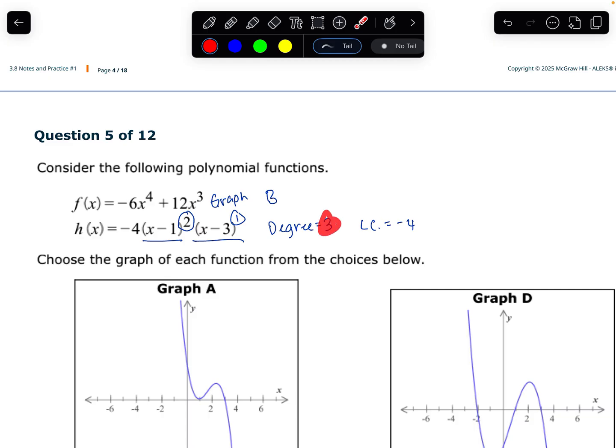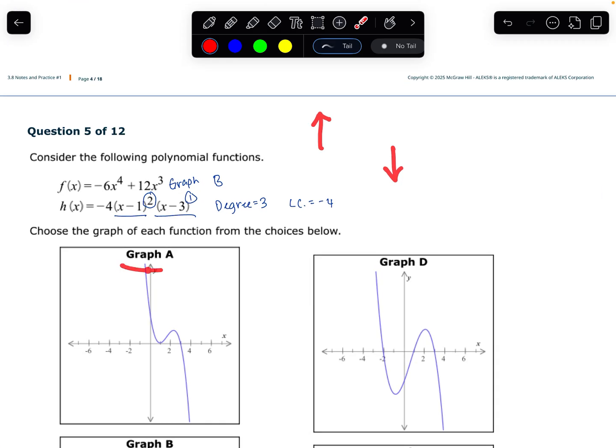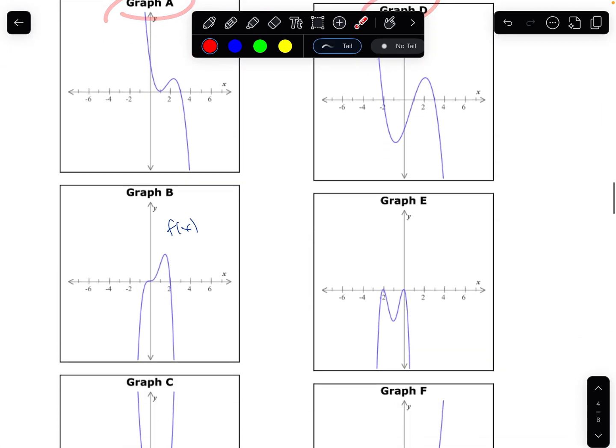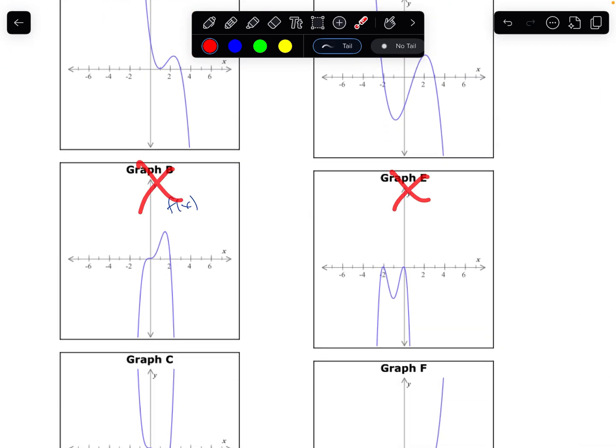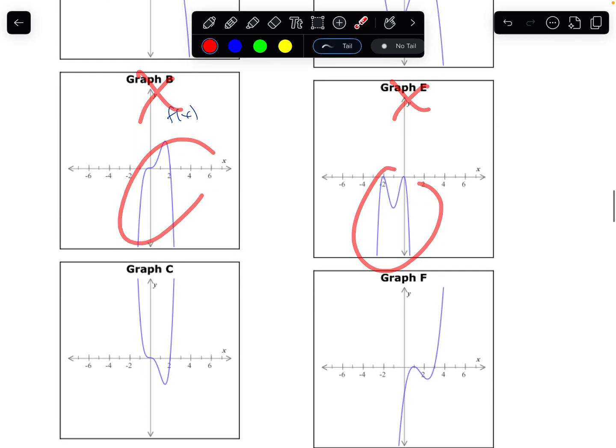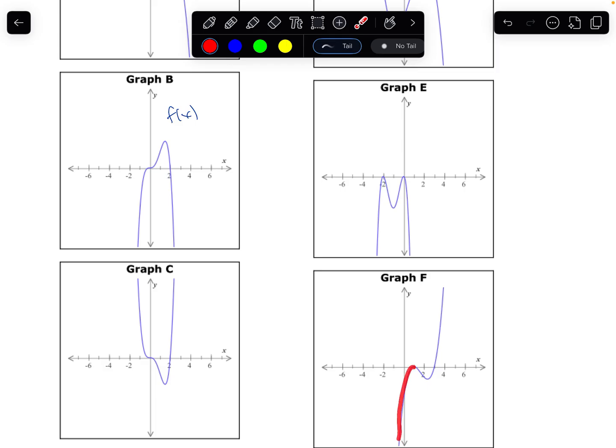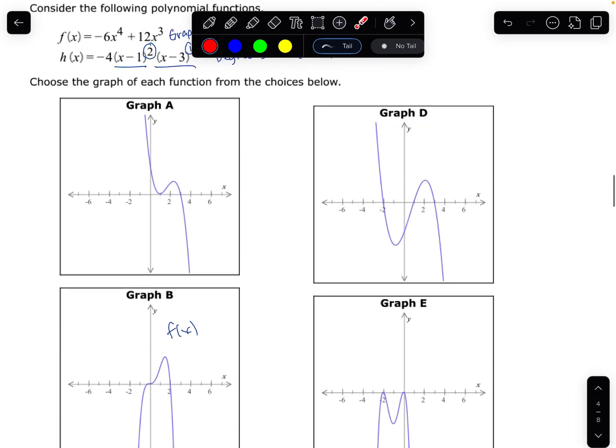All right, so then if it's an odd degree, that means on the left it has to fall and on the right it has to rise, or opposite: left it has to rise and right it has to fall. That's if it's a degree 3. If it's negative, then on the left it has to go up and on the right it has to go down. So that's graph A and graph D. It's not going to be graph B or graph E since both are going down, and it's not going to be graph C since both are going up, and it's not going to be graph F because on the left it's going down and on the right it's going up. So it's got to be graph A or graph D.